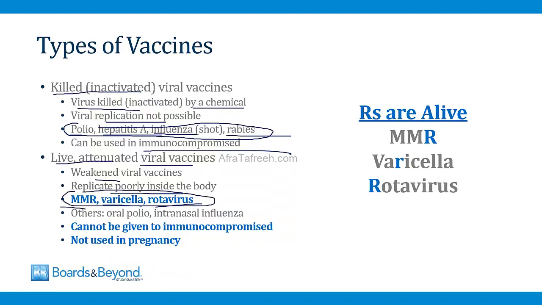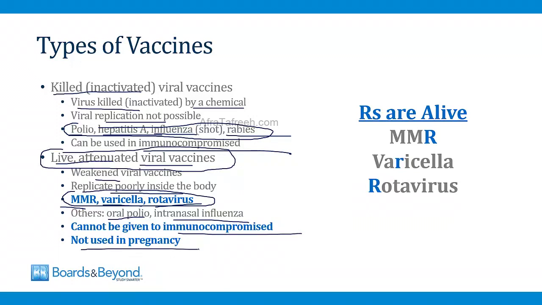There are some other live attenuated vaccines, but they're not used very frequently. The oral version of the polio vaccine is a live attenuated virus, and the intranasal influenza vaccine is also a live attenuated virus. The thing you need to remember about live attenuated viral vaccines is that they can potentially cause an infection, so it's not safe to give these to immunocompromised patients. They are also not used in pregnancy because of the potential to cause infection in the baby.